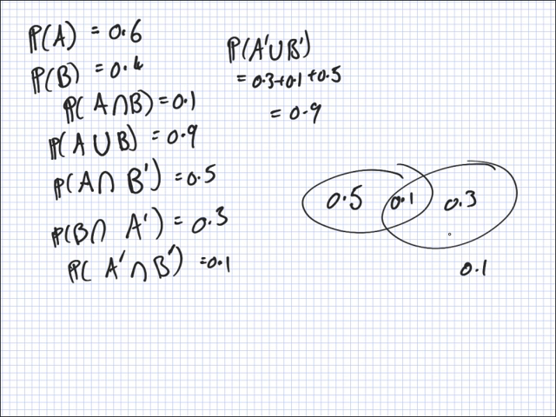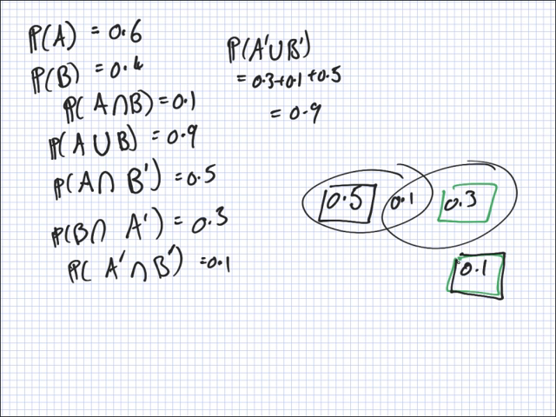Hang on. Watch carefully. If you think I made a mistake, tell me the moment I made it. So, not A. Not A is this and this. Agreed? Yeah. Okay. Not B is 0.5 and 0.1. But we already have 0.1.